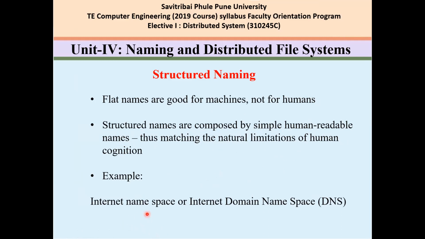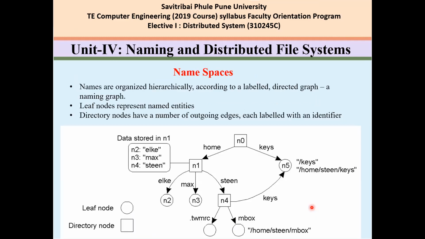For example, the internet name or internet domain namespace. When you go through a URL, you always find that it starts from HTTPS, goes through the entire directory, and reaches the exact file. That is a kind of structured naming, because it shows the exact access point starting from the root part, from where it has originated. So there comes the concept of namespaces. Now you can see what I was talking about.